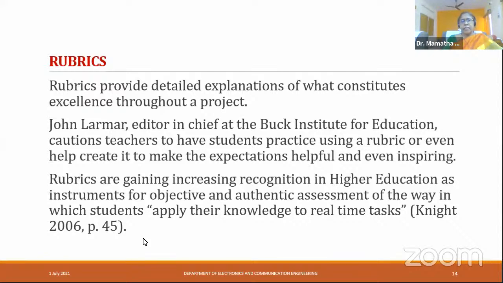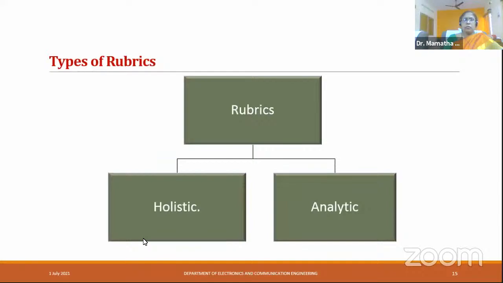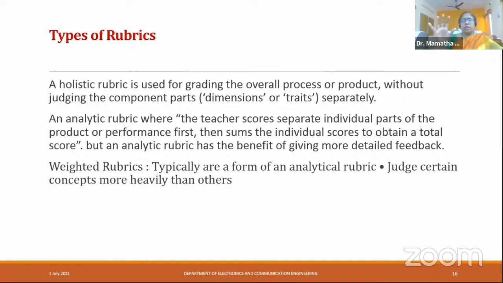Okay, so now in higher education, rubrics have become an important criterion based on which the students' performance is judged. So coming to types of rubrics, there are two different types of rubrics: holistic and analytic. Of course, in analytic you have another type called weighted analytic type. So what is holistic? Holistic will tell based on overall process or product quality.